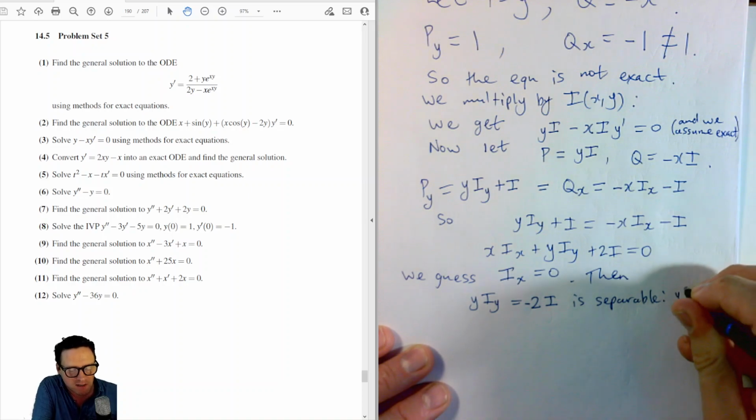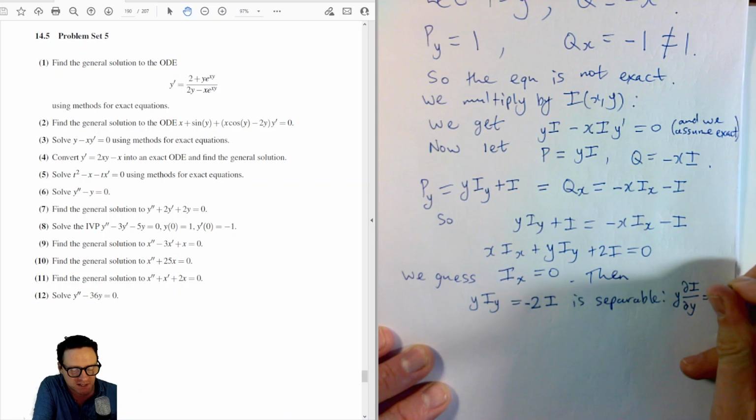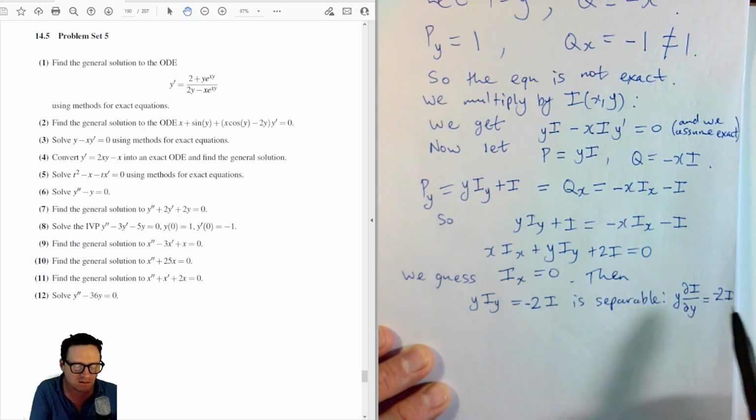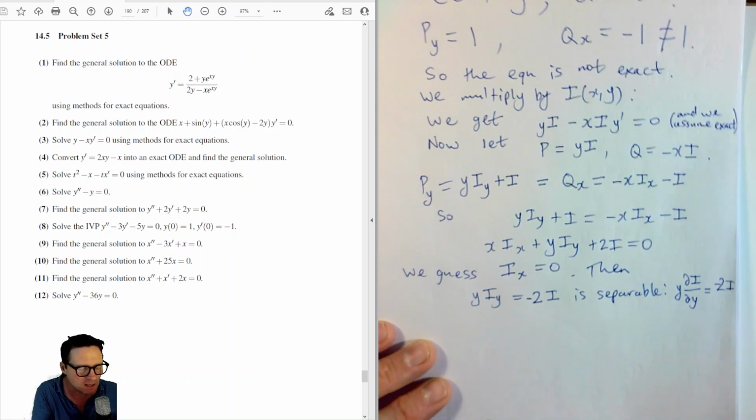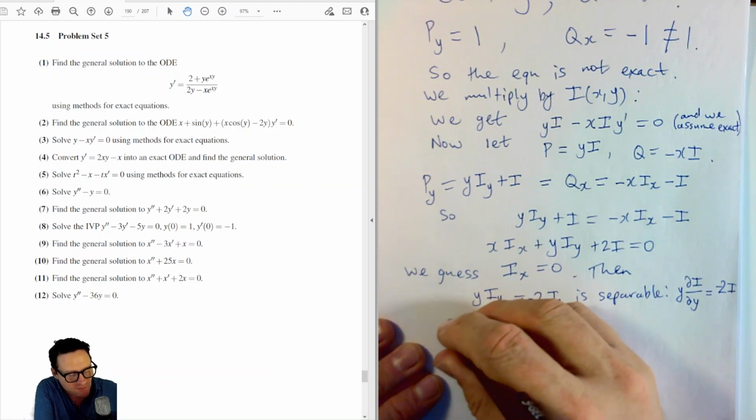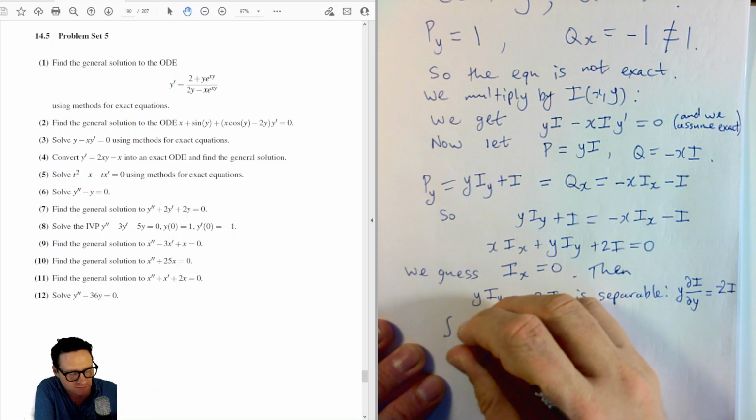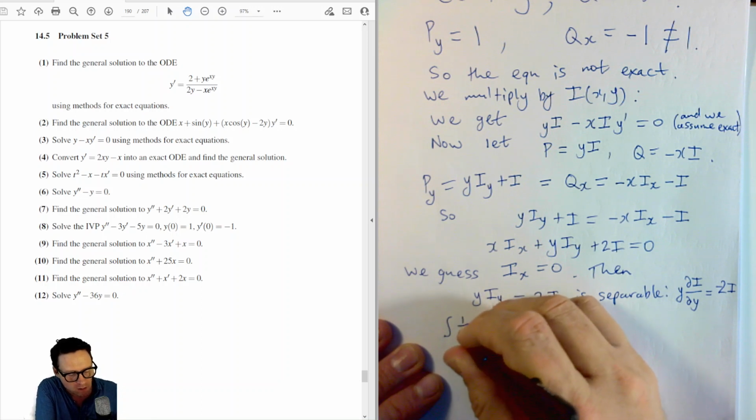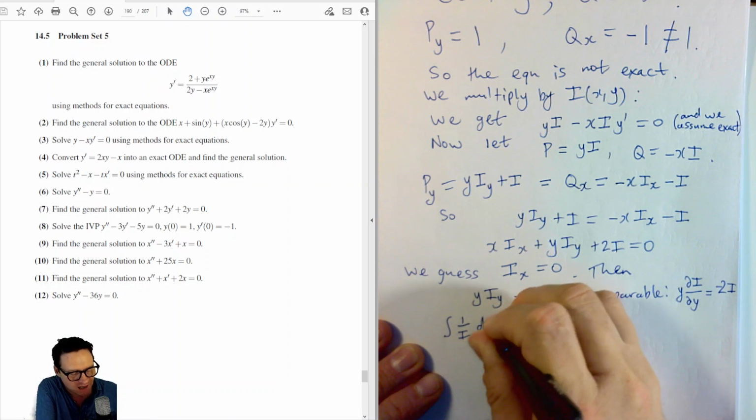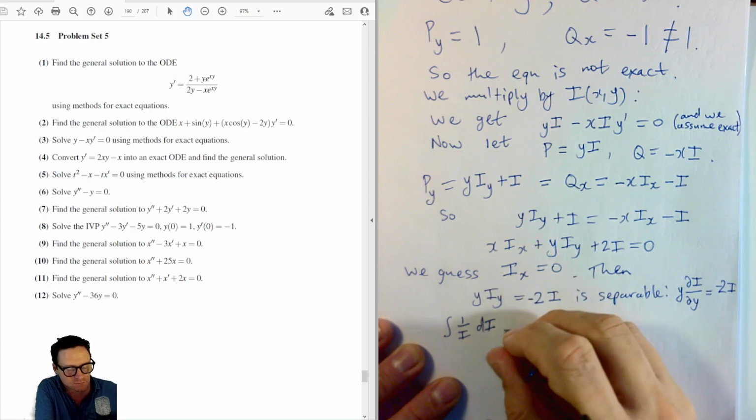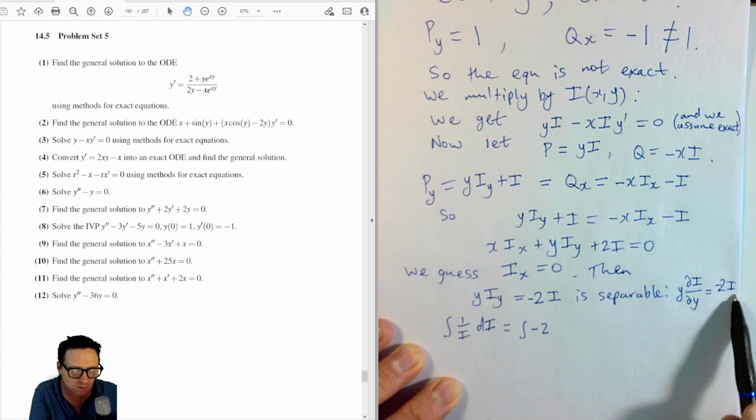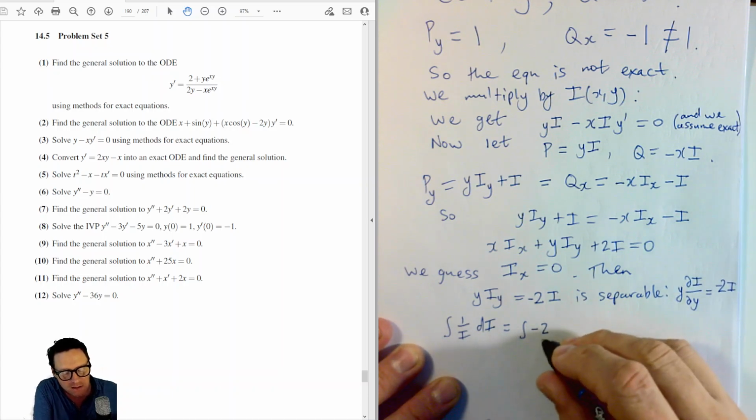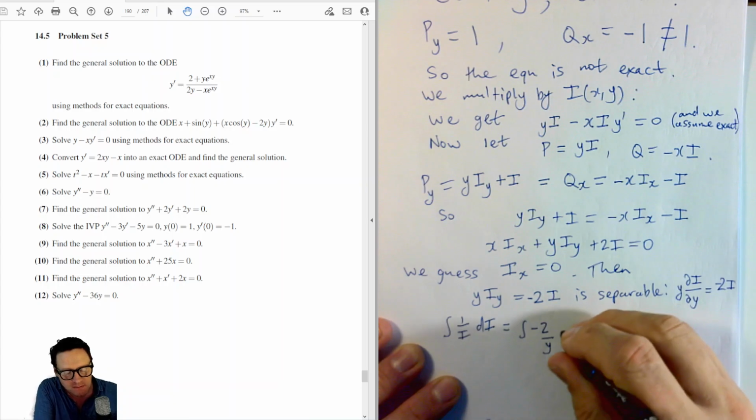So we've got y, partial derivative of I with respect to y equals minus 2I. Okay, so we could bring the I down here, bring the y's over here. And so we then have the integral of 1 on I with respect to I is equal to the integral of minus 2. Now the dy goes over there, and we divide by our y.